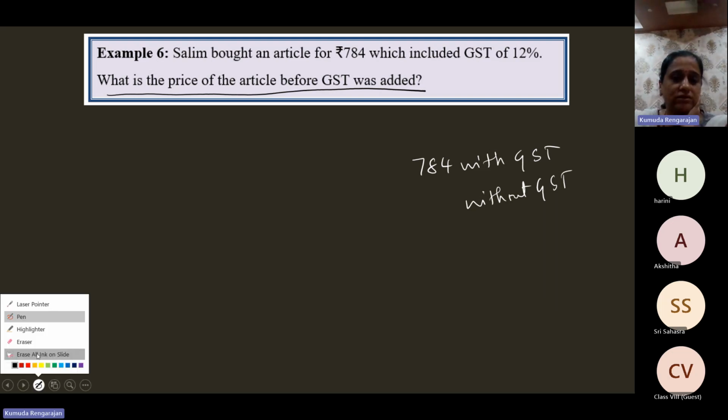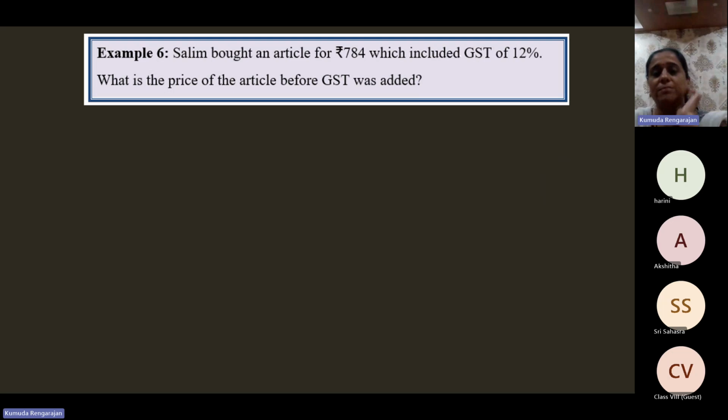Okay. So see here. The percentage is always applied to the price before the sales tax, before the GST. That percentage, the sales tax percentage or the GST percentage, the percentage which was given, is applied to the original price, that is before the tax was added. See, you cannot apply 12% to 784 because 784 is the price after GST. The percentage is always applied to the price before the tax, before the GST.